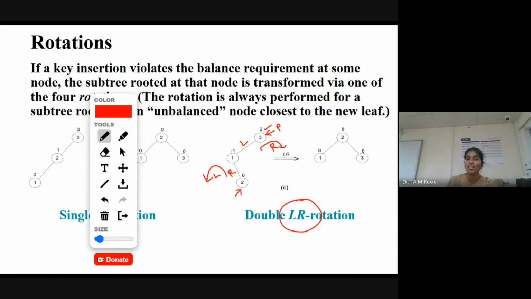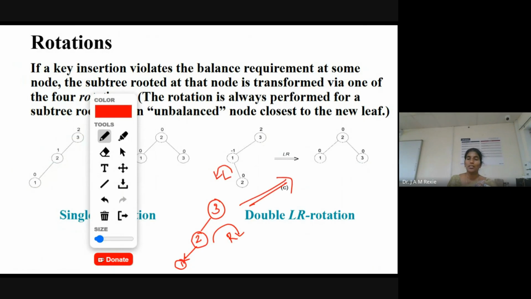Okay, and since we are going for two rotations, it is referred to as double. So when we are doing the first rotation with respect to this, it becomes 3, and then 2 will come to the position of 1, and 1 will come to the child of 2. So first the left rotation is completed. Then here I have to do the right rotation. As a result of this, we got this tree. So this is a simple example of the rotation.